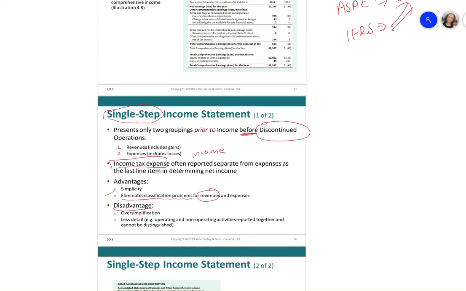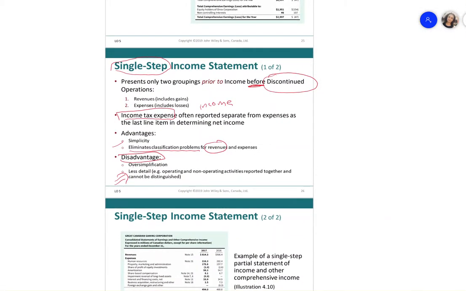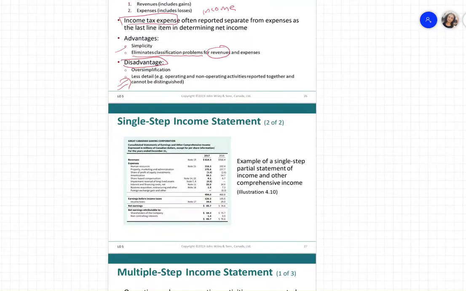Now, if there's an advantage, of course there's going to be a disadvantage of doing a single step income statement. Oversimplification means it's too simplified. There's not enough detail, so I don't know what is current and what is non-current, what is operating and what is non-operating. So it's hard to tell what you're doing.